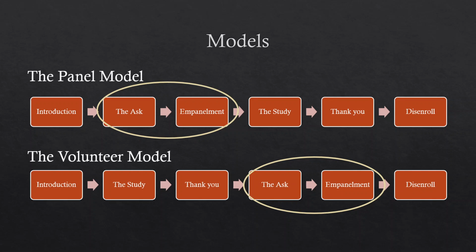Okay, so we give you a lot of steps for building your panel. There are two basic models here. The panel model, where you empanel people up front, and the volunteer model, where you ask at the end or make it optional. And you can switch these around. You can put the ask up front and make it optional, or you can put the ask at the end and make it required. People are required to sign up for your panel if they want their personality score, for example.